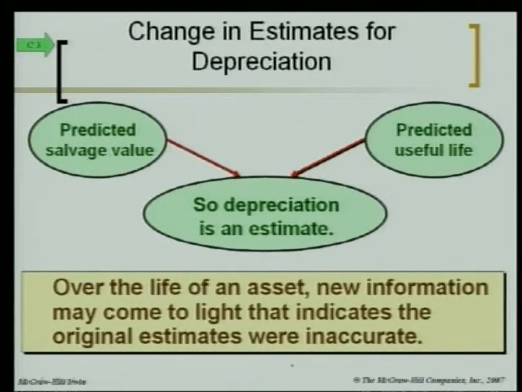What about changes in estimates for depreciation? As I've said before, a lot of times people think accounting is totally based on known amounts. Well, that's not true. There's a lot of estimates that we have to make. For instance, in depreciation, we estimate the salvage value, right? We also estimate the useful life. Now, there's guidelines in making those estimates, but there is some wiggle room there, right? What happens if we're depreciating an asset and we find out new information that indicates the original estimates weren't as accurate as they should have been? How do we handle that?